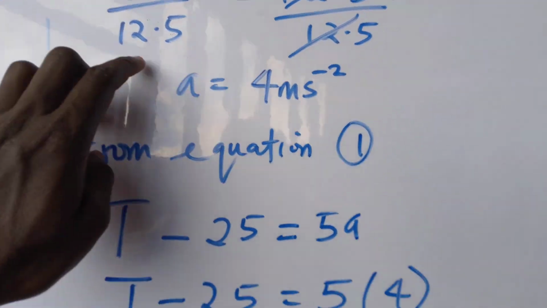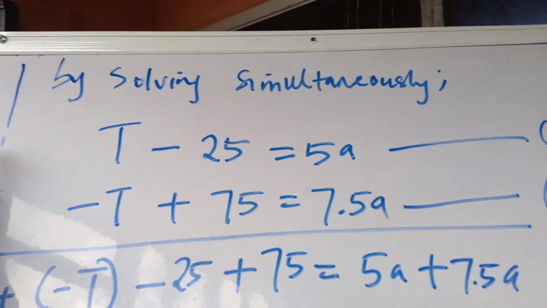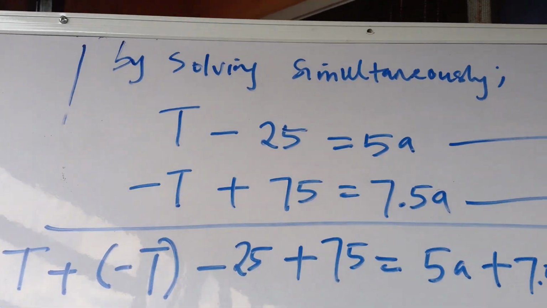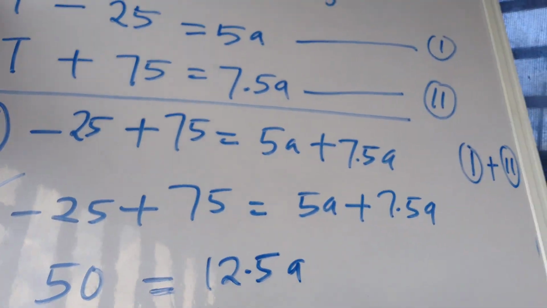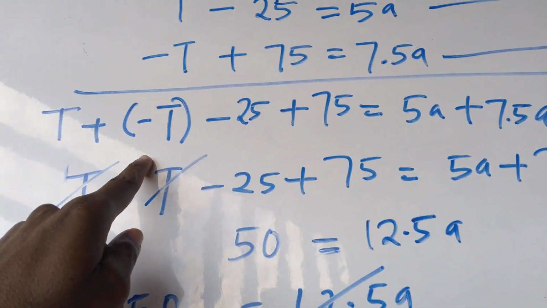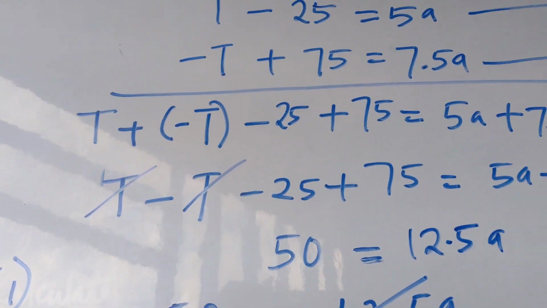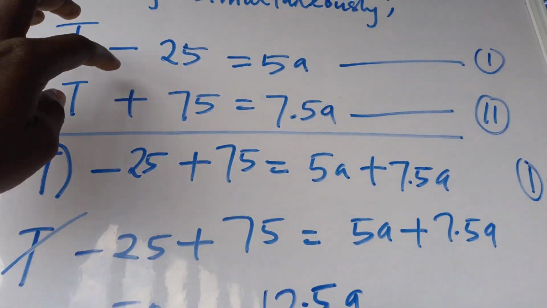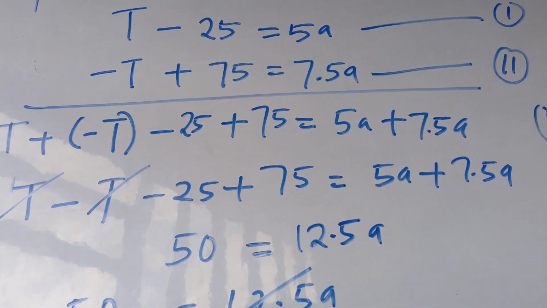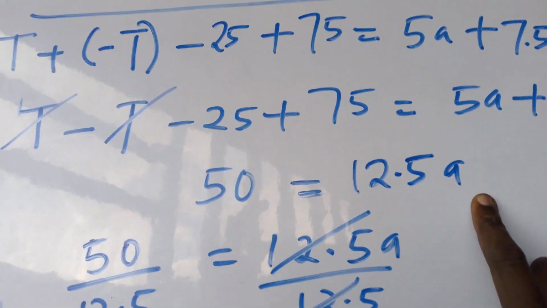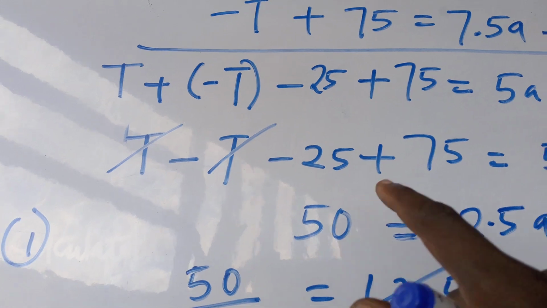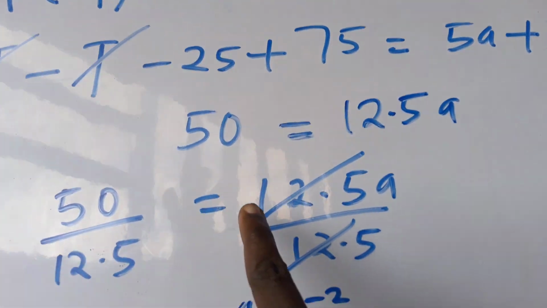So first I found the acceleration using a simultaneous equation. Solving simultaneously, I used the elimination method, and I added equation 1 and equation 2. So that is T plus minus T, then minus 25 plus 75 equal to 5a plus 7.5a. 5a plus 7.5a gave me 12.5a. Plus times minus is minus, so T minus T is 0, and it will cancel out. The minus 25 plus 75 is 50.